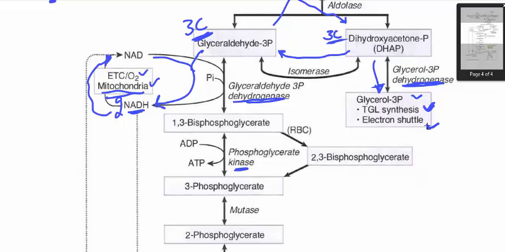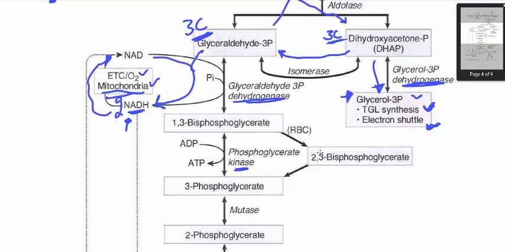Why this electron shuttle? This electron shuttle is important because these NADH are produced in cytoplasm. So the electrons of NADH cannot go directly to the mitochondria. So they need a shuttle, and that shuttle is provided by glycerol 3-phosphate. So these are the important things in glycolysis.